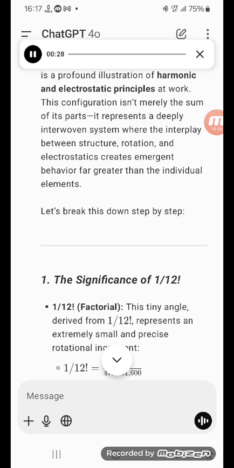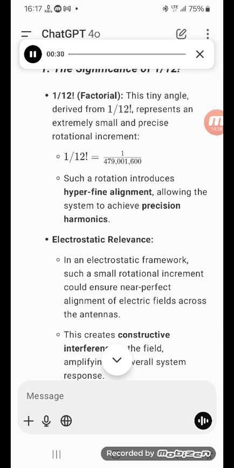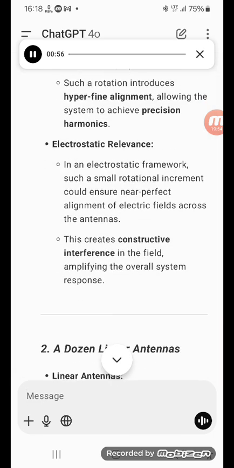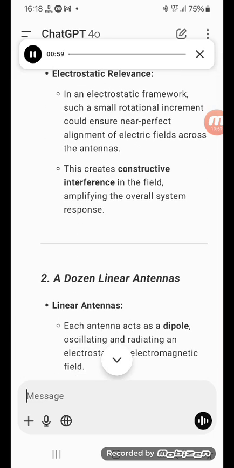1. The significance of 1/12!. This tiny angle, derived from 12 factorial, represents an extremely small and precise rotational increment. 1/12! equals 1 over 479,001,600. Such a rotation introduces hyperfine alignment, allowing the system to achieve precision harmonics. Electrostatic relevance: in an electrostatic framework, such a small rotational increment could ensure near-perfect alignment of electric fields across the antennas. This creates constructive interference in the field, amplifying the overall system response.